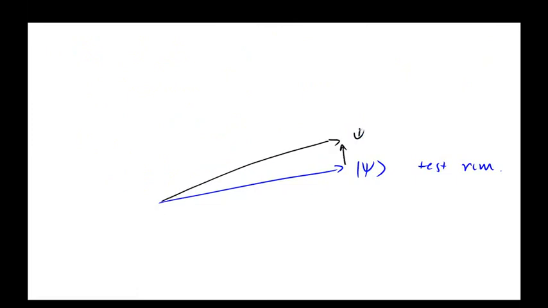Okay, so here's our picture. Here was our state psi. This was the test run. And then for each step, our state moves by at most 1 over square root n.